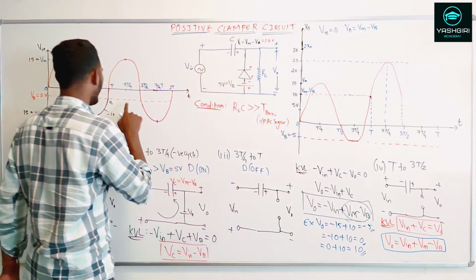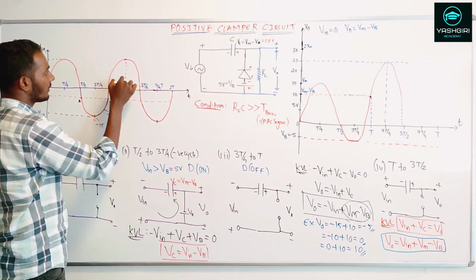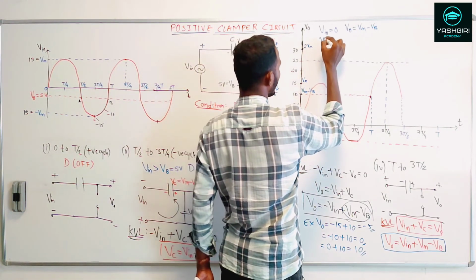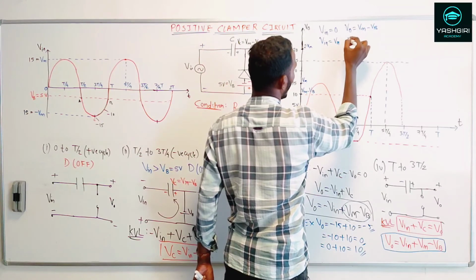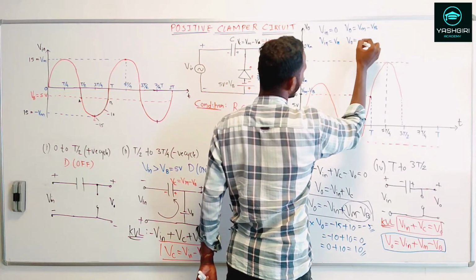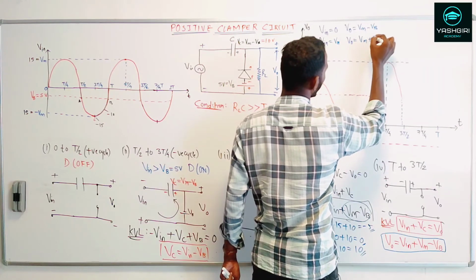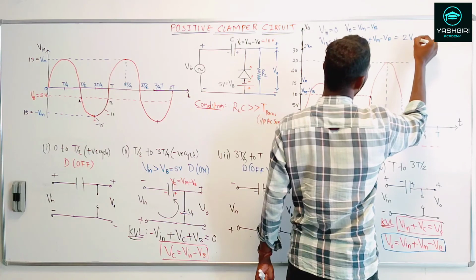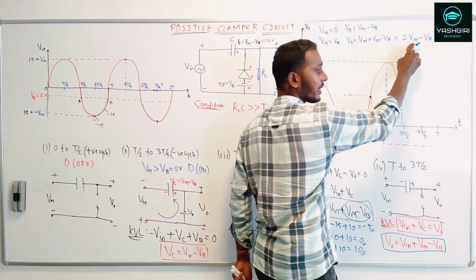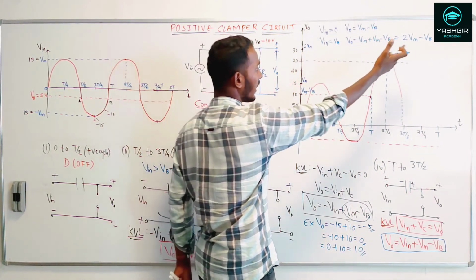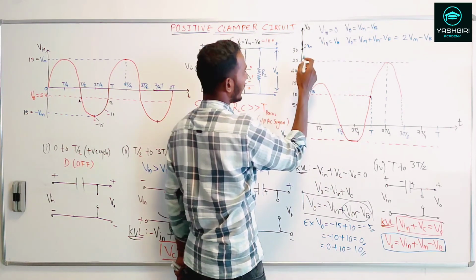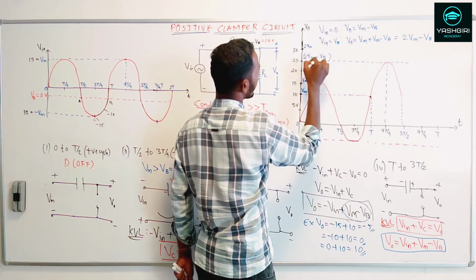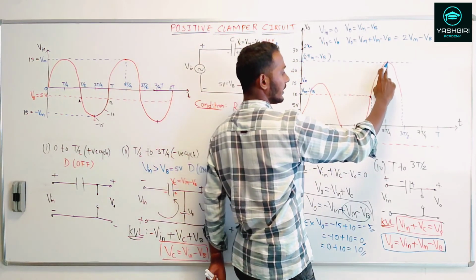No worries. At 5T by 4, that's the maximum Vm. When I substitute V in equal to Vm, V out is Vm plus Vm minus Vb, which equals twice Vm minus Vb. Twice Vm is 15 into 2, which is 30, and 30 minus 5 gives 25. So this point is twice Vm minus Vb. That's the maximum I'm getting at the output.